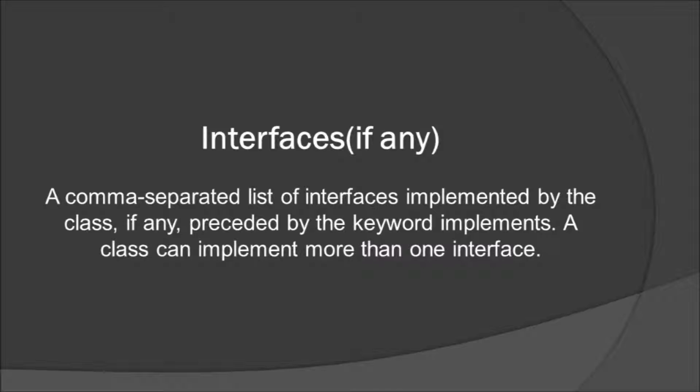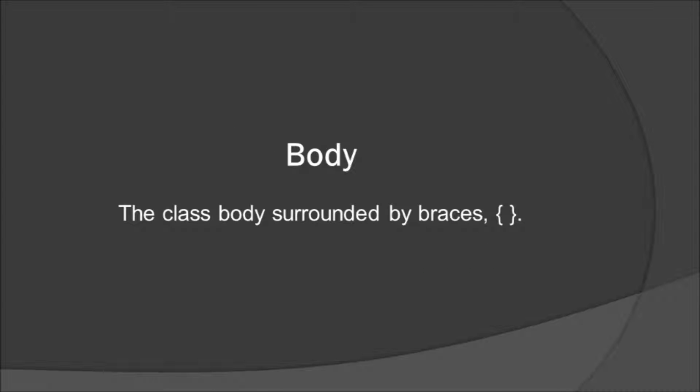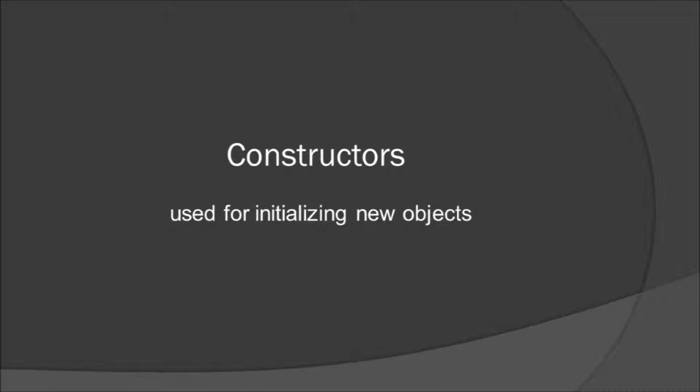Interfaces, if any. A comma-separated list of interfaces implemented by the class, if any, preceded by the keyword implements. A class can implement more than one interface. Body. The class body is surrounded by braces. Constructors are used for initializing new objects. Fields are variables that provide the state of the class and its objects, and methods are used to implement the behavior of the class and its objects.